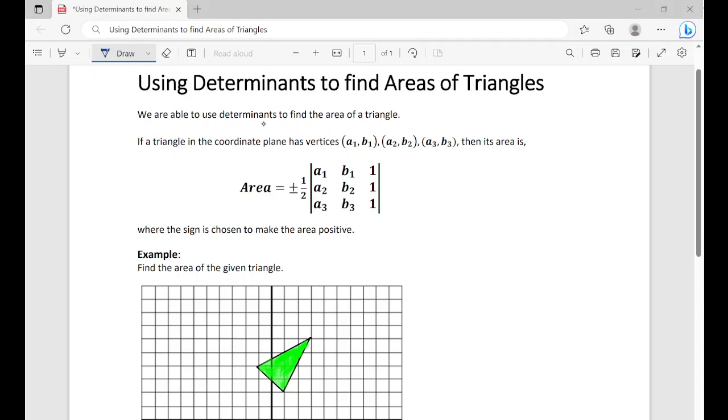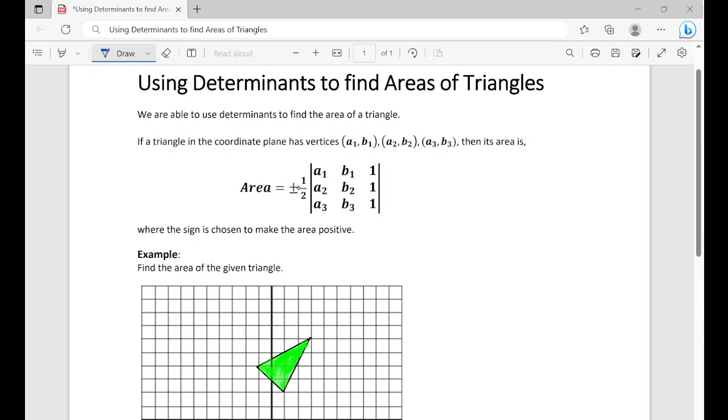We are able to use determinants to find the area of a triangle. If a triangle in the coordinate plane has vertices at a1, b1, a2, b2, and a3, b3, then its area can be computed using this formula here, where the area is equal to plus or minus the determinant of this 3 by 3 matrix, with a1, b1 first and second, a2, b2 in row 2, and a3, b3 in row 3, and the third column being ones, and they will always be ones.